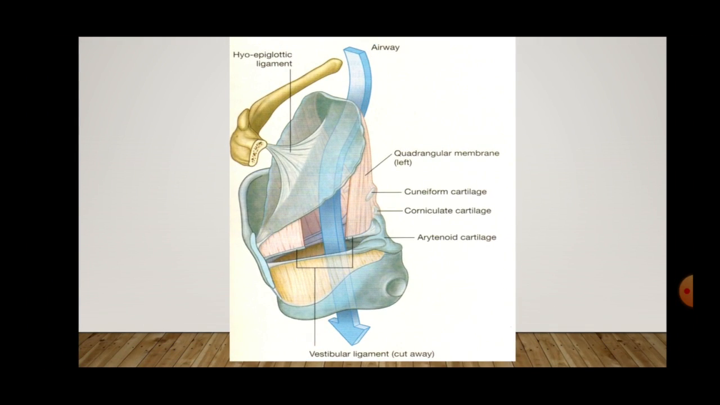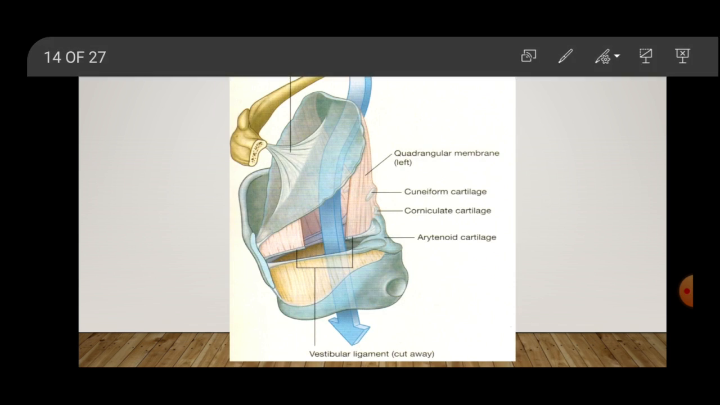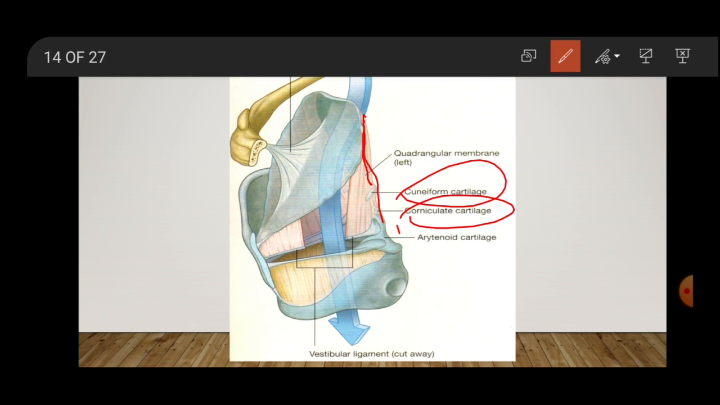Okay, so this you can appreciate in this picture. This is the aryepiglottic fold, and you can see the situation of these small cartilages, the corniculate and the cuneiform, in the aryepiglottic fold. The corniculate is actually within the apex of the arytenoids. The cuneiform is in front of the corniculate, and it is within the aryepiglottic fold.